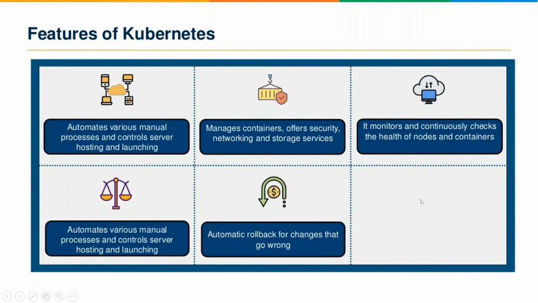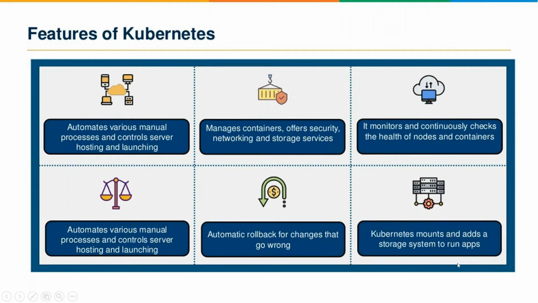Right. Next one. Kubernetes mounts and adds a storage system to run applications. See here, this storage will be mounted to applications in the pod. Whenever anything happens, or if you want to recreate or retrieve anything, the application will be recreated using the storage. So we'll attach some storage to pods in Kubernetes.